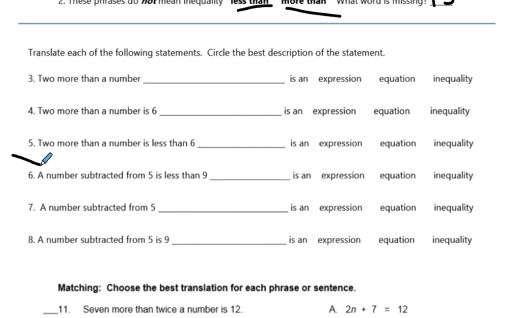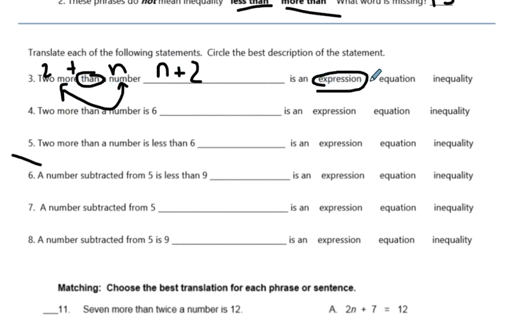So we're going to translate each of the following statements and circle the best description. So number 3 says 2 more than a number. I still am circling any of my switcheroo words. So we have 2 more is plus, then we have a switcheroo, a number. Okay, so I'm going to switch the order of the things that I am adding. That should look like n plus 2. And notice that it says just more than, not is more than or is greater than. So that would be an expression because there's no equation, no equal sign, or no inequality sign.